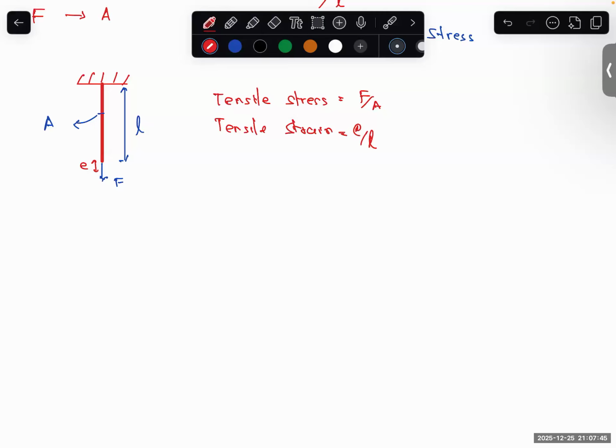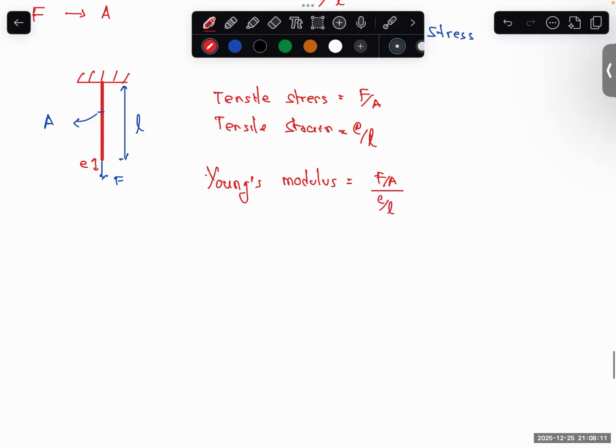Tensile stress and tensile strain are expressed like that. Now, the ratio of the tensile stress and tensile strain is called Young's modulus. That's equal to F over A divided by E over L. Usually for Young's modulus, what we use is capital E. Sometimes they use capital Y. But E is more common, so we can write E is equal to F, and if you rearrange this, FL over AE.